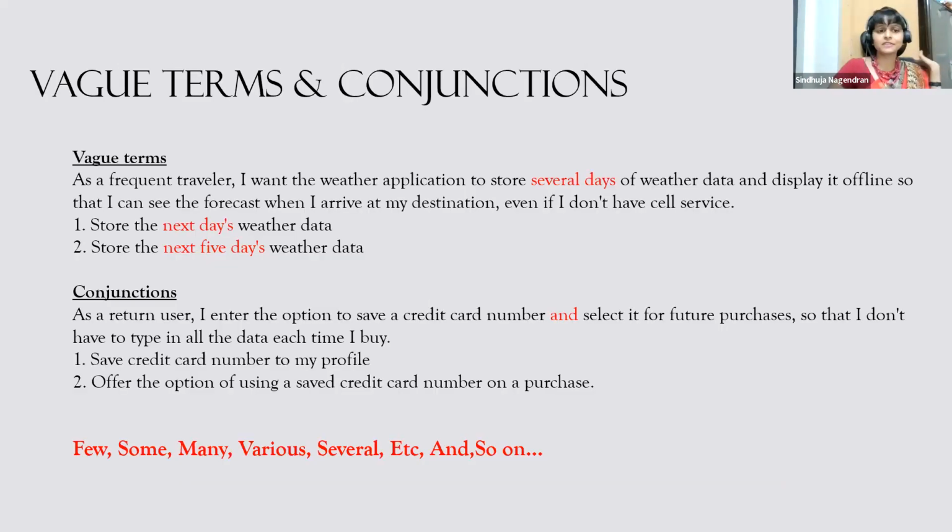This is something very interesting. Vague terms and conjunctions. Really, we as a Scrum Master want to focus on this kind of user stories, to avoid so many confusions or making things complex. So to avoid that kind of complexity, we really want to focus on these areas, like vague terms. What I mean is that sometimes our user stories will have, for example, if you see this one: as a frequent traveler, I want the weather application to store several days of weather data and display it offline so that I can see the forecast when I arrive at my destination, even if I don't have cell services.